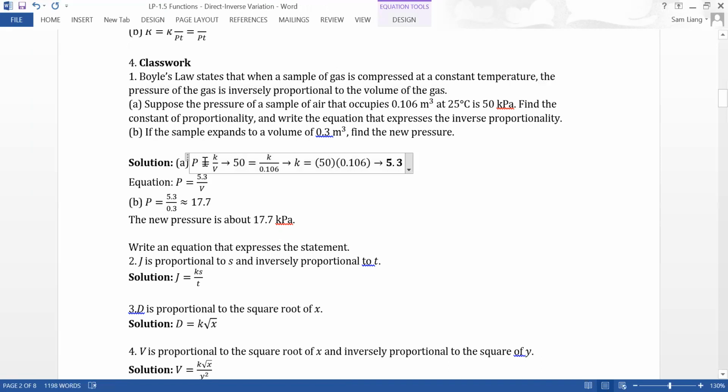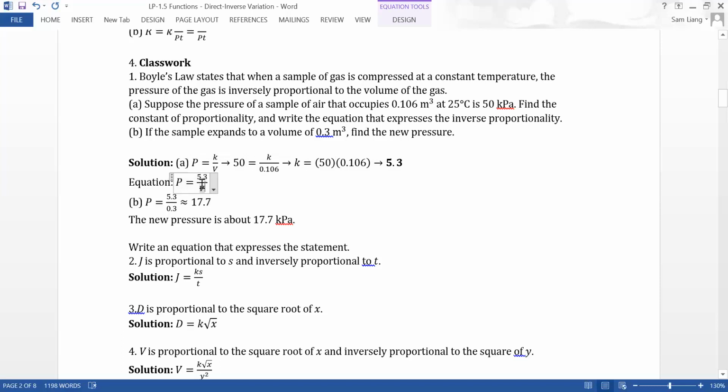We can write 50 for pressure, right? So we have to use some outside knowledge here. So kPa is pressure, and meters cubed, that's a measure of volume. So 50 equals k divided by 0.106. And then cross multiplying, we're going to get k equals 50 times 0.106, which will be 5.3. Okay, so your equation, therefore, is P equals 5.3 over V.